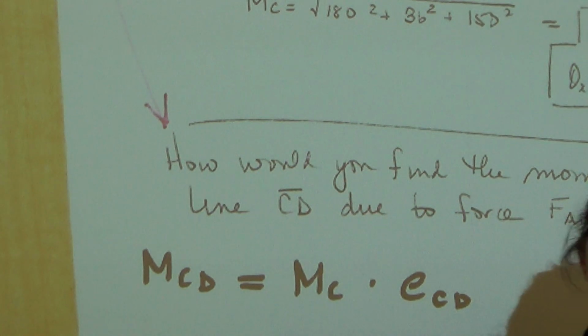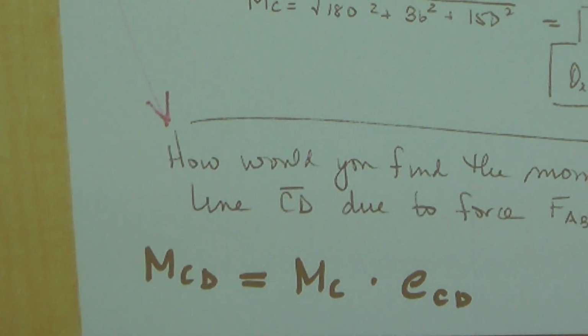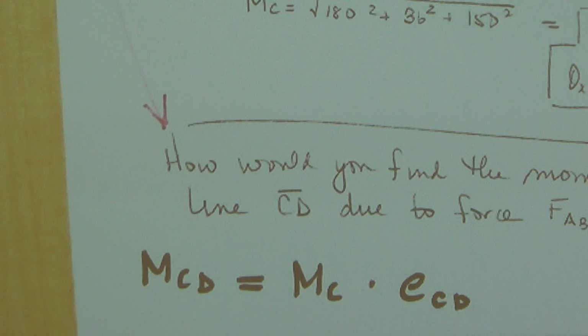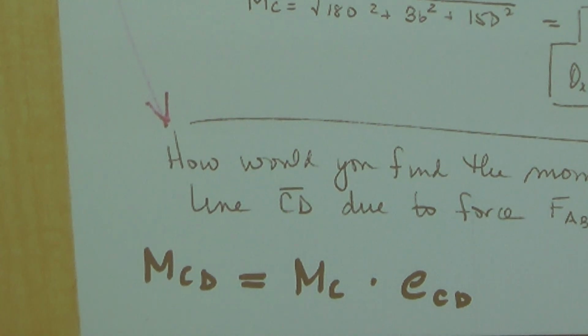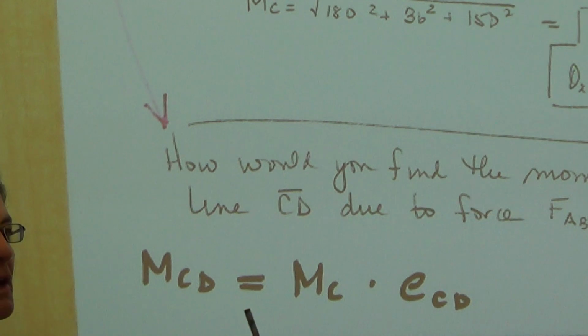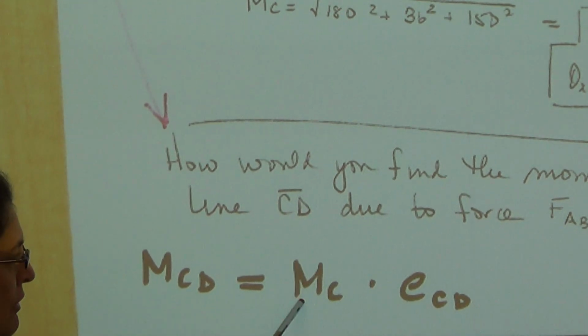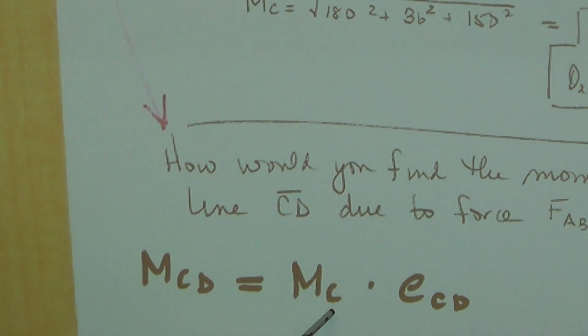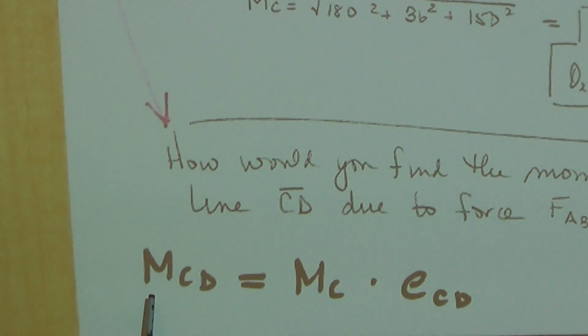Sometimes it's hard to visualize spinning. Whenever you have a hard time visualizing spinning in moments, everybody with me? If you ever have a hard time visualizing spinning in moments, make believe it's a force. Because a moment is a vector, a force is a vector. You are very comfortable with saying, if I wanted to find the component of the force C in the line of CD, you would do this.